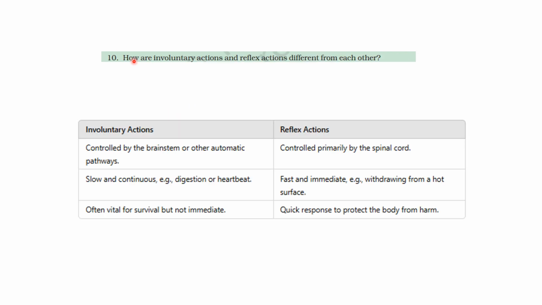So here comes question number 10. How are involuntary actions and reflex actions different from each other? Right? So involuntary actions are controlled by the brainstem or other automatic pathways, and reflex actions are controlled primarily by the spinal cord. Involuntary actions are slow and continuous, like digestion or heartbeat, right? Reflex actions are fast and immediate, like withdrawing from a hot surface, okay? Involuntary actions are often vital for survival, but they are not immediate. Reflex actions are a quick response to protect the body from harm.